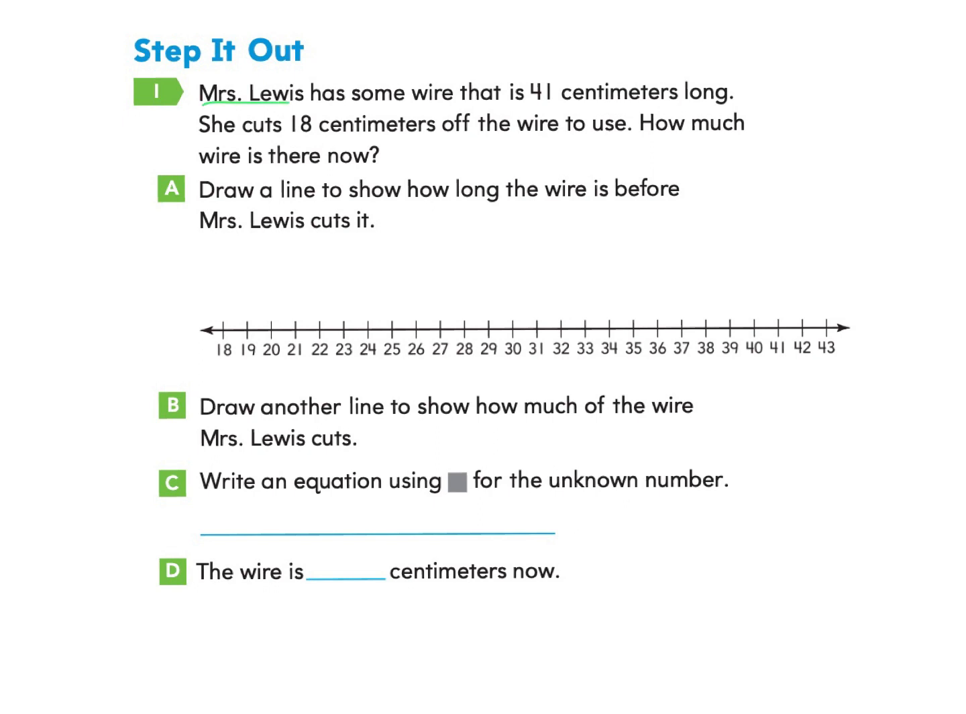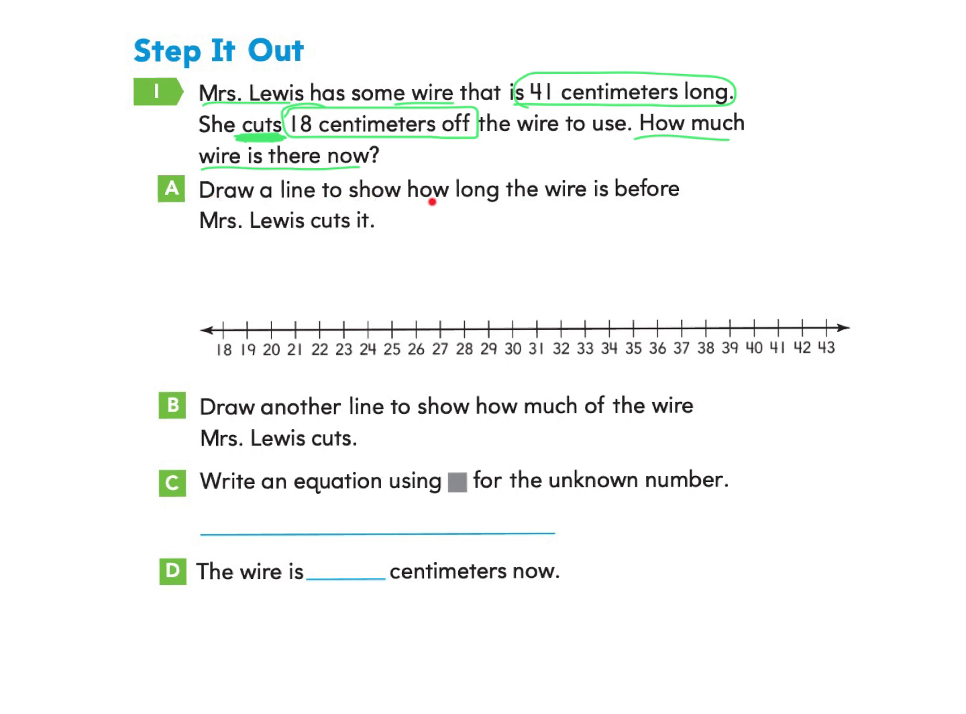Miss Lewis has some wire that is 41 centimeters long. She cuts 18 centimeters off the wire to use. How much wire is there now? So we know she's taking it away from what she has. So we're going to be taking away in this problem. Let's take a look at part A.